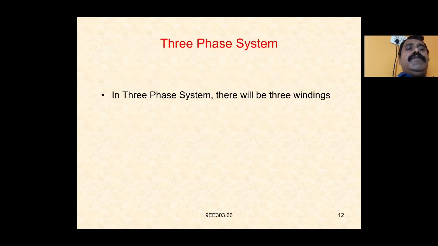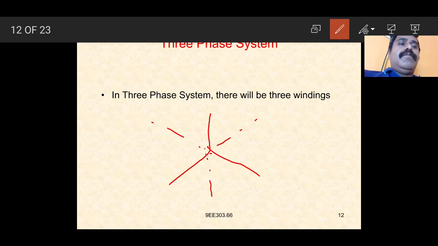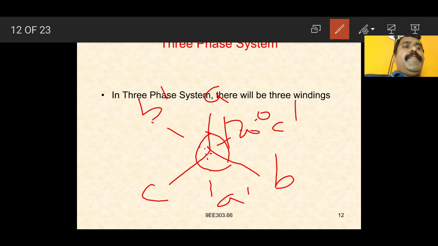So now the three-phase system. In the three-phase system there will be three windings, where the displacement between all the three windings is 120 degrees, and the three windings are connected like this. You can assume A and A dash, B and B dash, C and C dash. The displacement between all the three windings is exactly 120 degrees out of phase here.